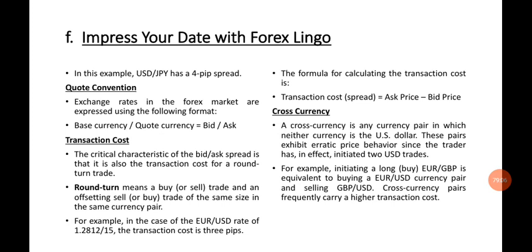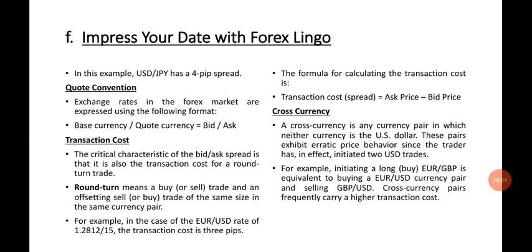Transaction cost. The critical characteristic of the bid ask spread is that it is also the transaction cost for a round turn trade. Round turn means a buy or sell trade and an offsetting buy or sell trade of the same size in the same currency pair. For example, in the case of the euro US dollar rate of 1.2812/15, the transaction cost is 3 pips. The formula for calculating the transaction cost is: transaction cost, which is the spread, equals ask price minus bid price.